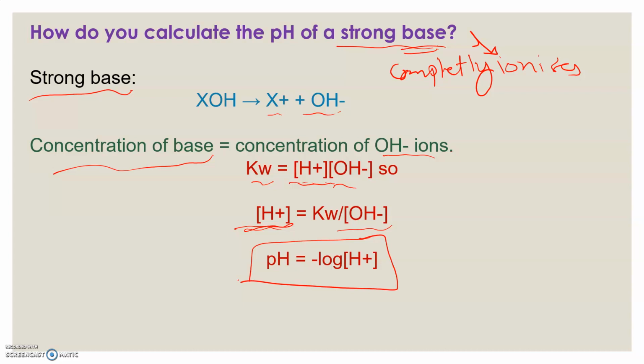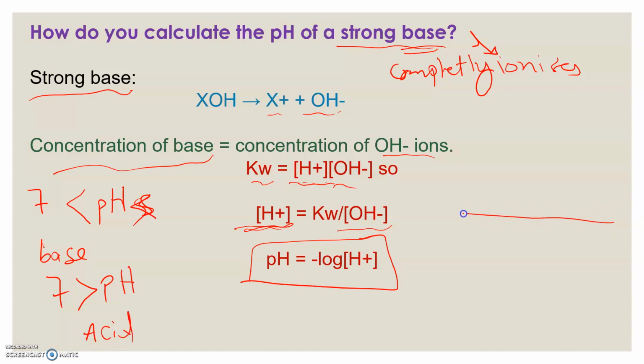Now, just remember this. The pH scale actually is from 1 to 14, remember? So if the pH is more than 7, it's basic. If the pH is less than 7, it's acidic.